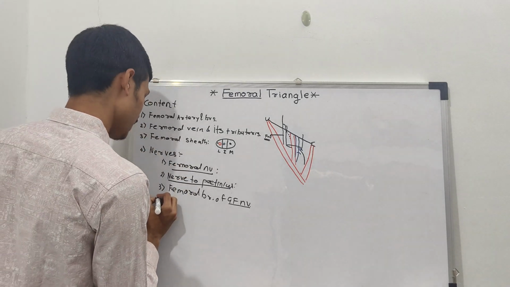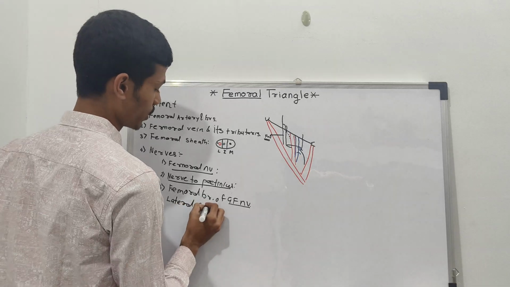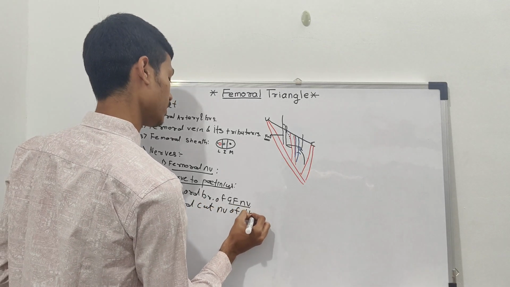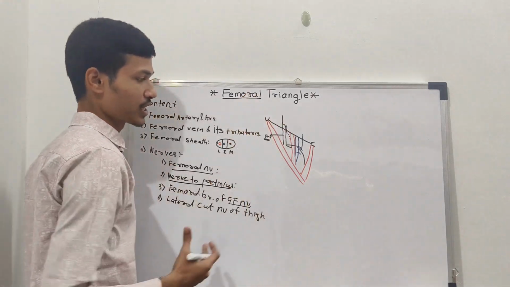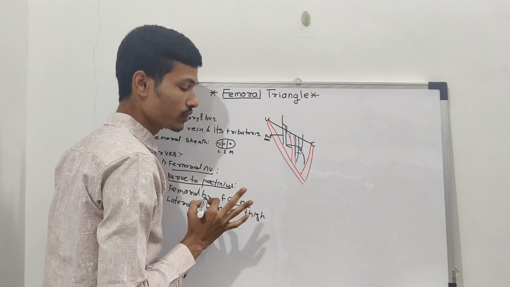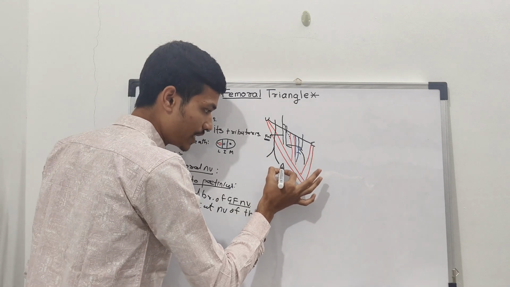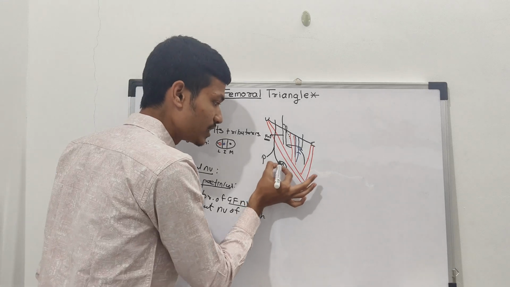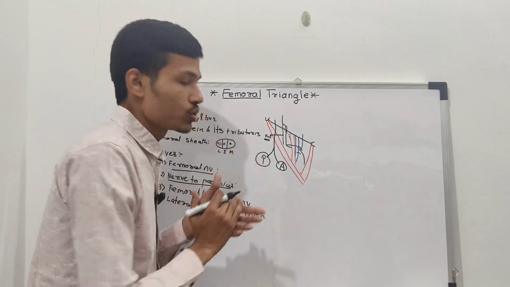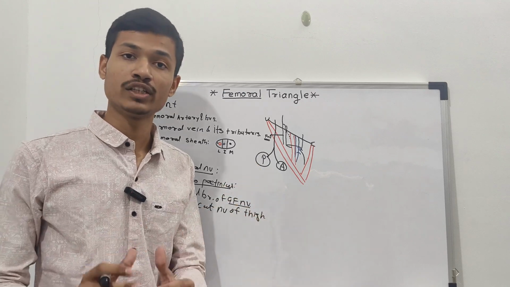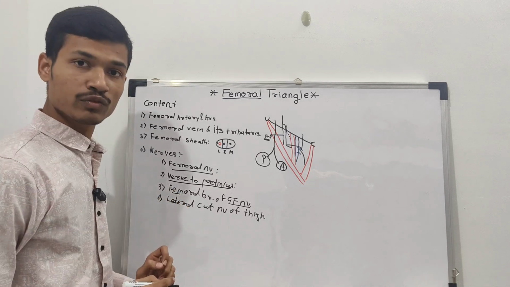Then what is the next nerve? That is the lateral cutaneous nerve of the thigh. It crosses the lateral angle of the femoral sheath, and it divides into anterior and posterior divisions. The anterior division will supply the anterolateral portion of the thigh, and the posterior division will supply the lateral aspect of the gluteal region. Understood? These are the nerves regarding the content of the femoral triangle.